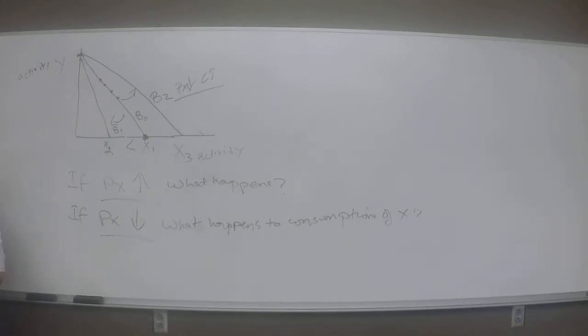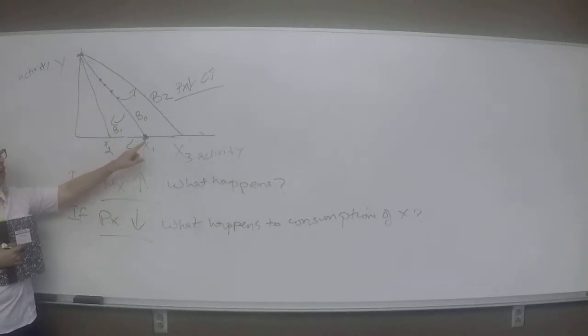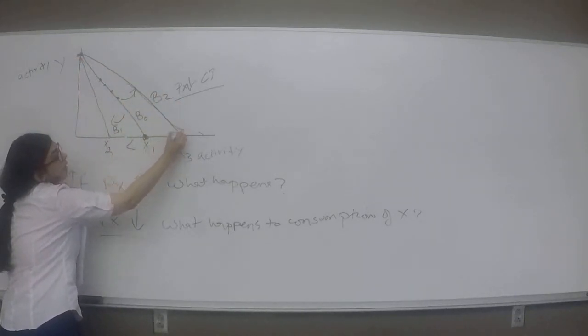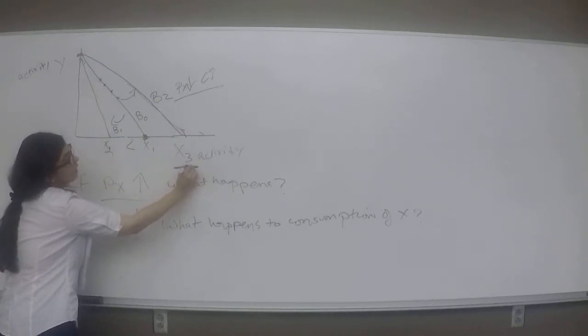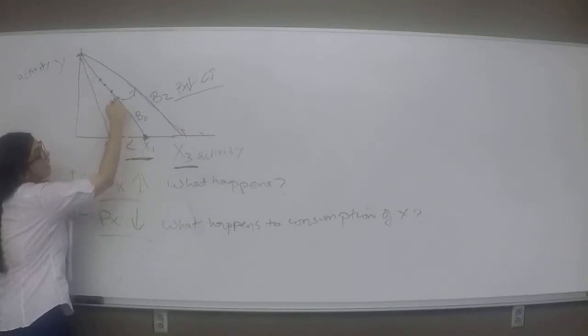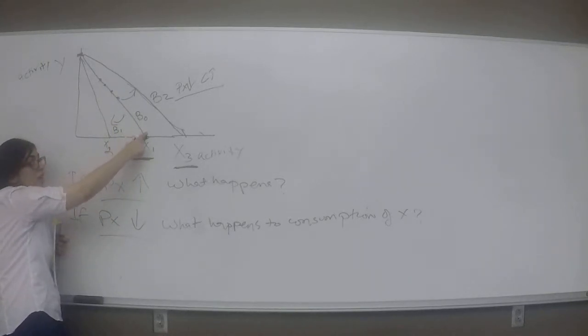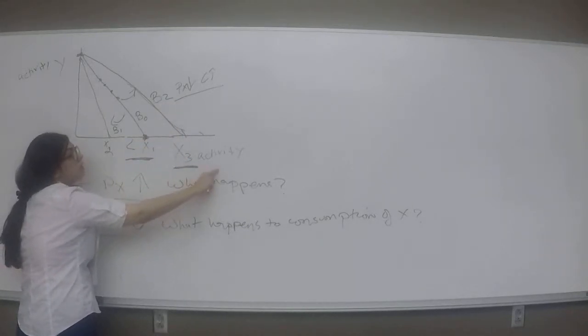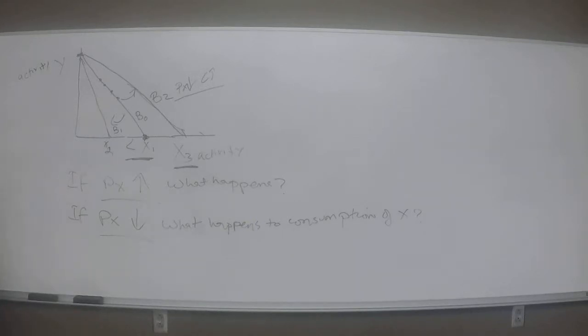Wait, could you repeat that? So because the price of X went down, you're going to consume more of X. So the budget line shifts outward, showing that the X3 you're consuming now is more than the X you were consuming initially. This is B0, the initial budget line. After the decrease in price of X, you're consuming more of X. So the budget line increases towards X or shifts out.